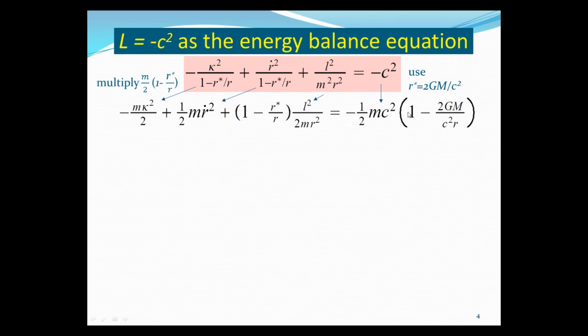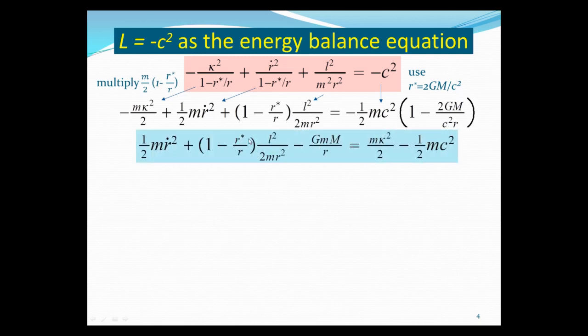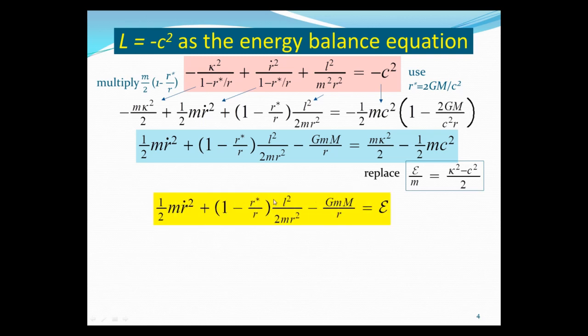And then we also use the fact that r star is 2GM over c squared. So this is just this term here. Now the minus minus becomes plus, the 2 cancels, so G small m multiplied by big M over r has a plus sign here, which then becomes a minus sign on the left-hand side, and we move this one to the right-hand side, plus m. But now we call the right-hand side script E. So script E over m is simply kappa squared minus c squared over 2. So therefore we have this equation here.